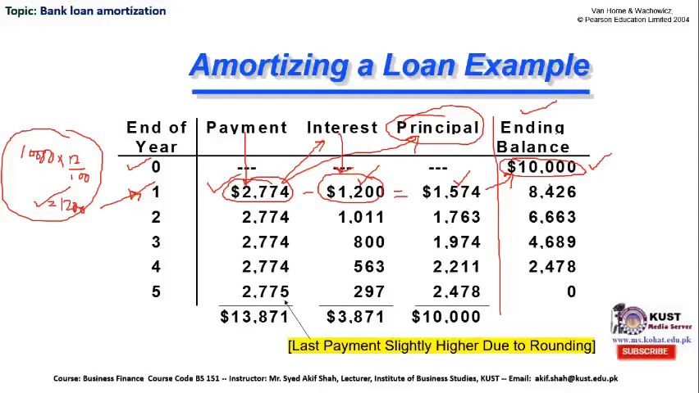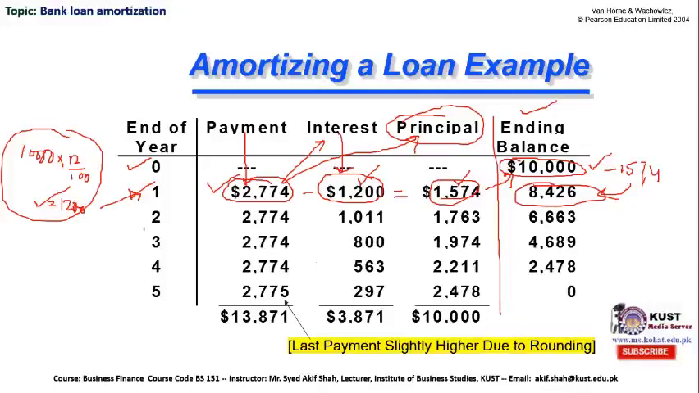And the final step to find out the ending balance is very simple. You need to subtract this principal amount 1,574 from your previous, T minus 1, ending balance: 10,000 minus 1,574, and you will come up with the remaining loan amount that needs to be paid back to the bank or depository institution in our next 4 years.